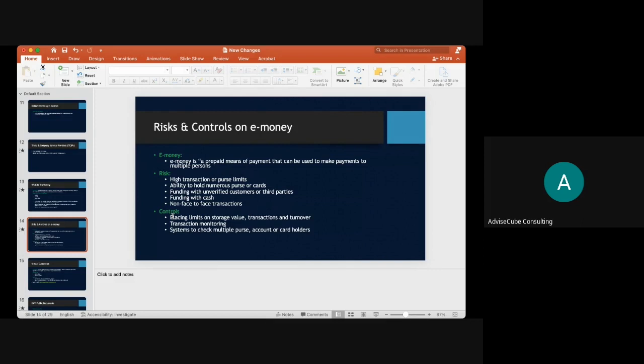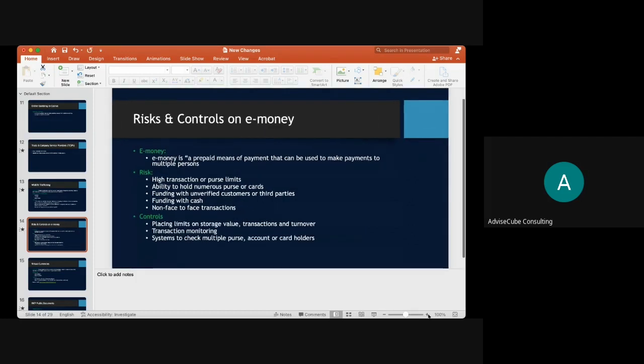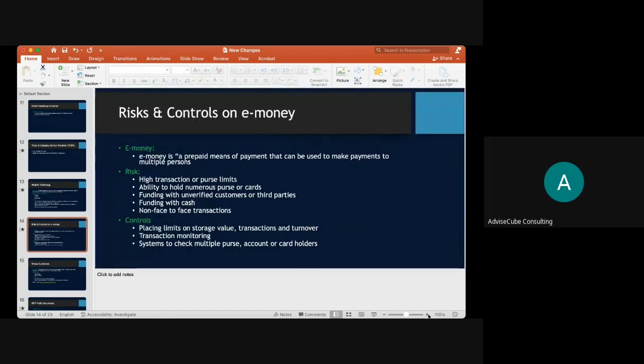Okay, let me be on the presentation mode, but let me try to increase. Is the screen bigger now? Can you see it well?